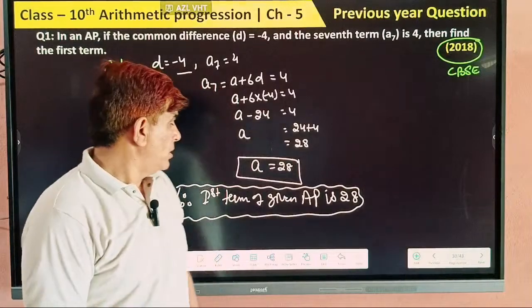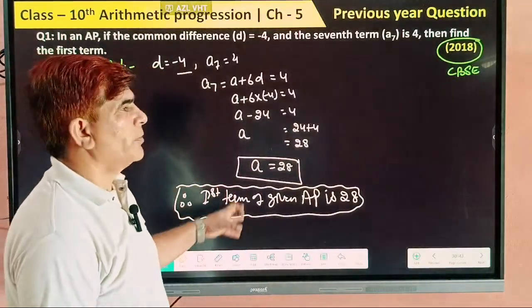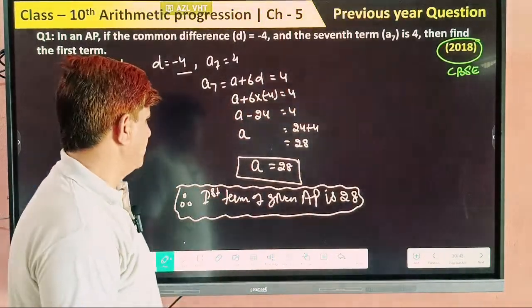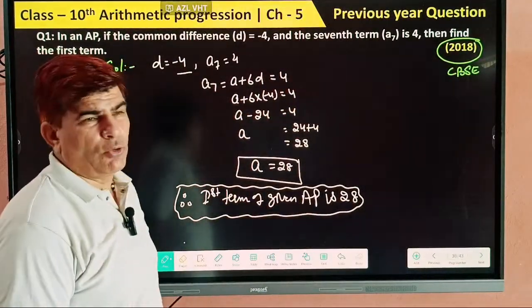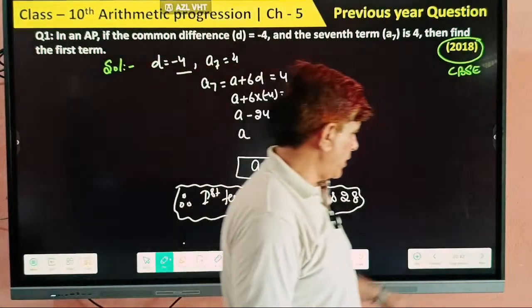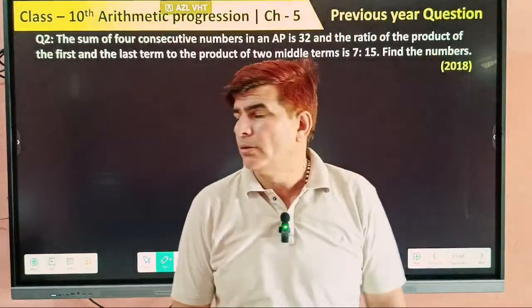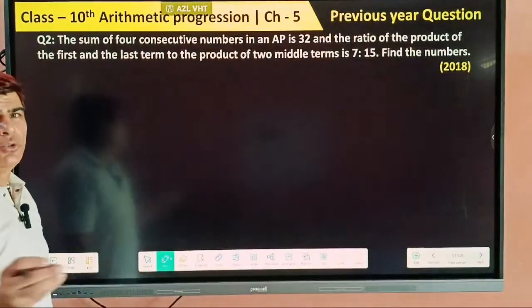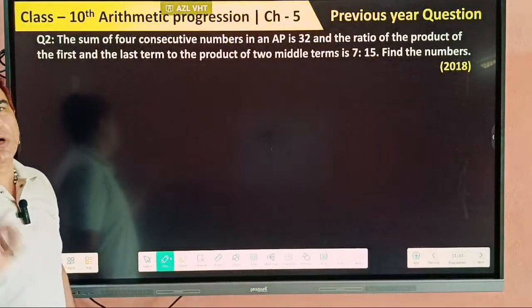Understood? So this is the solution of question number 1, which came in the 2018 CBSE exam. So you can solve systematically, so the examiner is able to give you marks, and in CBSE you can write as much as you know. Definitely the examiner gives you marks.